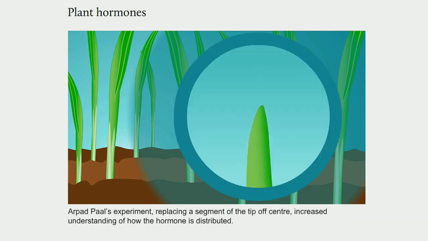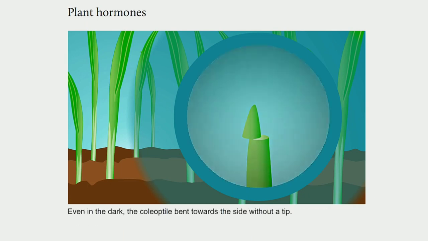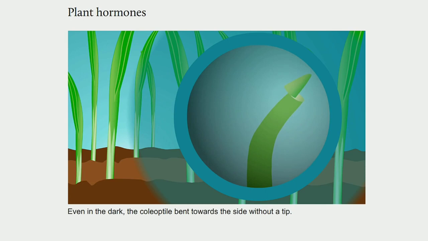Arpad Paal's experiment, replacing a segment of the tip off-center, increased understanding of how the hormone is distributed. Even in the dark, the coleoptile bent towards the side without the tip.